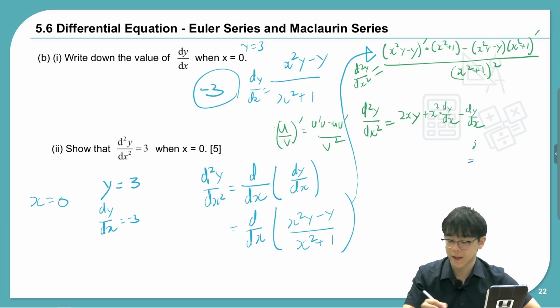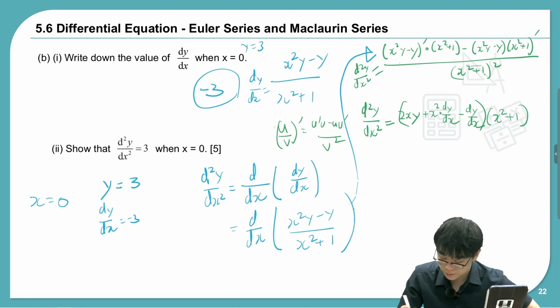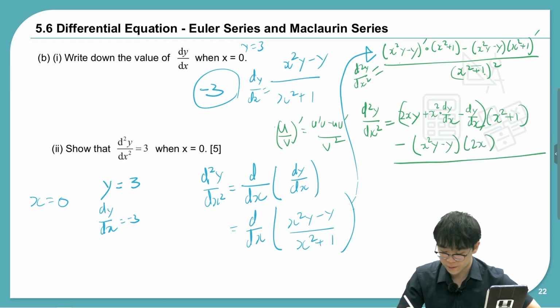When we're differentiating x, no problem. When we're differentiating y, we want implicit differentiation, so we want to multiply by a dy over dx. Then we get x squared plus 1 as usual, minus (x squared y minus y), and x squared plus 1 differentiated is just 2x. This goes all over a single denominator, (x squared plus 1) squared.